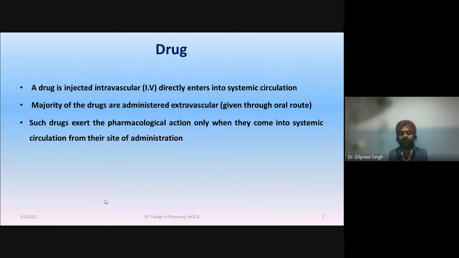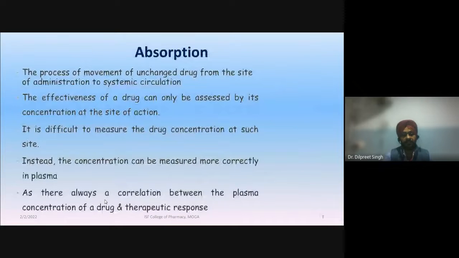So if the concentration at the site of administration is similar to the concentration in the systemic circulation, then the drug has good bioavailability, because oral drugs are absorbed through different channels, and the different channels exert different pharmacological activity when the drug concentration is in the systemic circulation from the site of administration. Understand? So what is absorption?